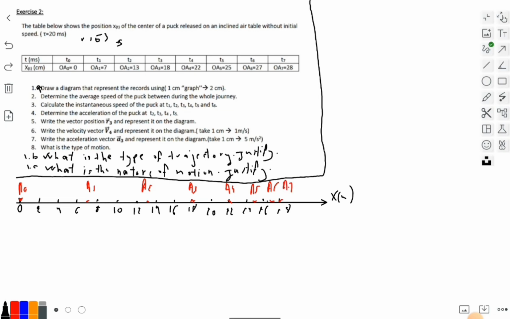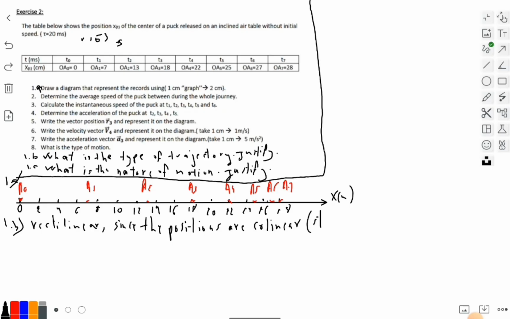Part 1B. What is the type of trajectory, justified? The type of trajectory here is rectilinear, since the positions are collinear. That means it's a straight line.